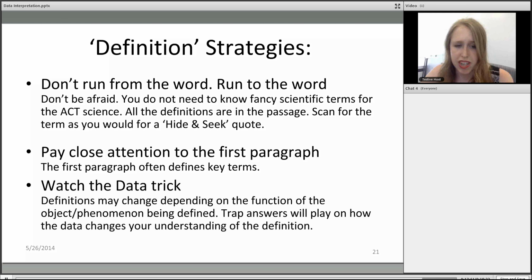And you want to watch out for the data trick. So sometimes definitions may change depending on the function of the object being defined. And these trap answers will play on how the data changes your understanding of the definition. So basically, don't get confused about what's happening with the data. Just look in the passage for how the author defines the key term.